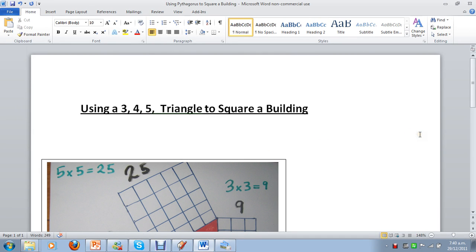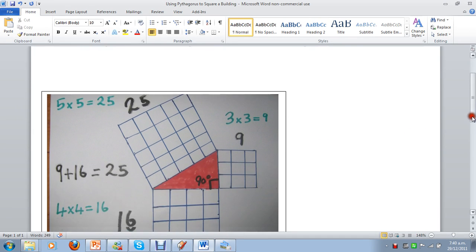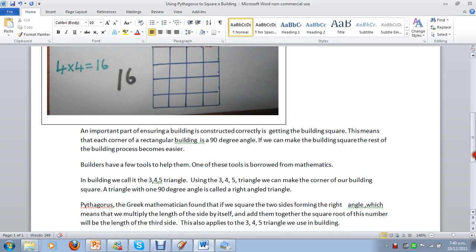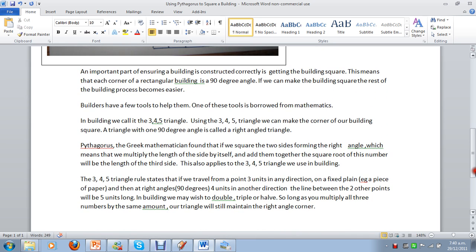Using a 3-4-5 triangle to square a building. An important part of ensuring a building is constructed correctly is getting the building square. This means that each corner of a rectangular building is a 90-degree angle. If we can make the building square, the rest of the building process becomes easier.